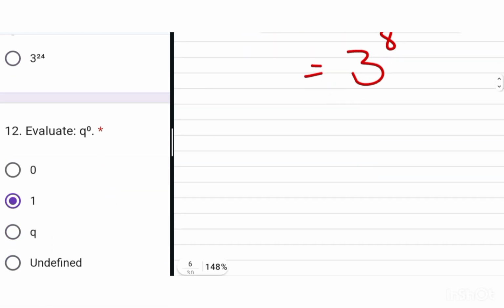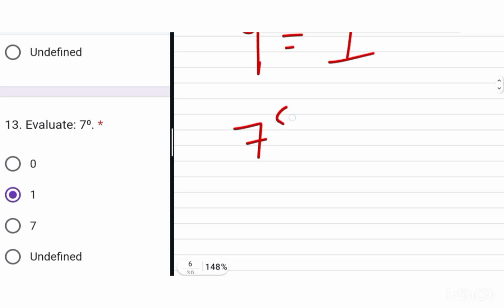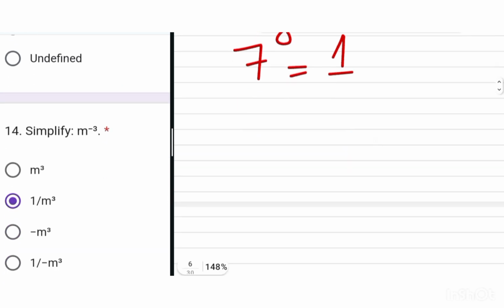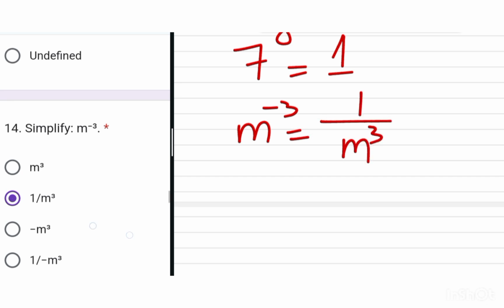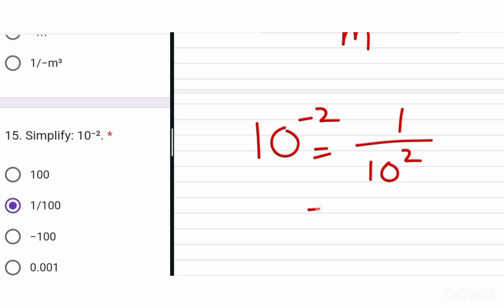Zero law. Any number raised to the power 0 equals 1. So q raised to the power 0 equals 1. Likewise, 7 raised to the power 0 is equal to 1. Negative power. Negative power means reciprocal. So m raised to power minus 3 is equal to 1 all over m raised to power 3. 10 raised to power minus 2 is equal to 1 all over 10 raised to power 2, which is equal to 1 all over 100.